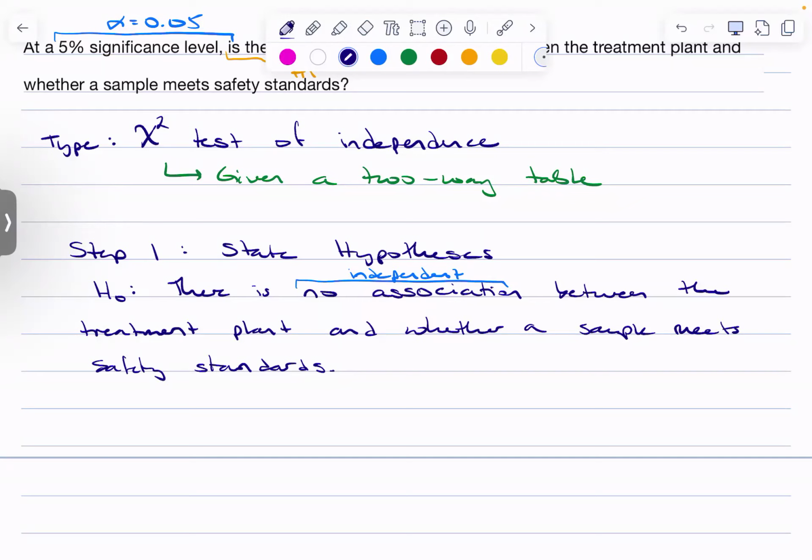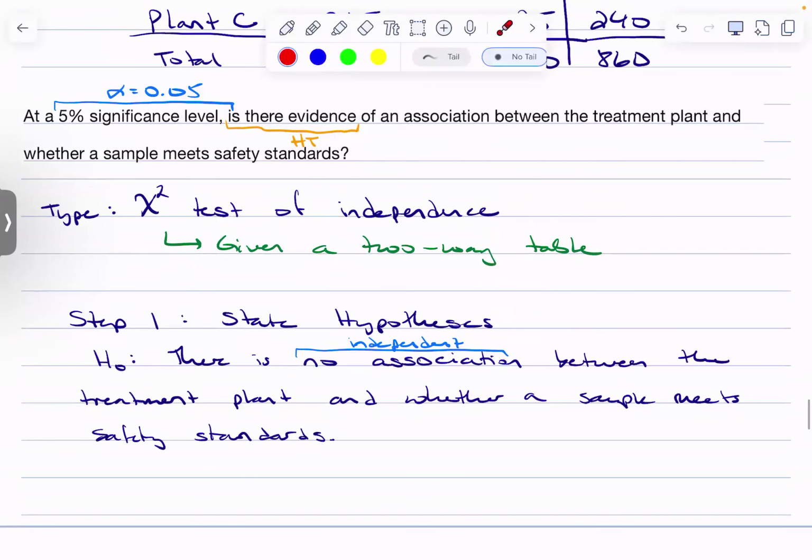And then the alternative is going to be there is an association between these two things, right? Which is kind of how the question was worded. Most often, what we want to know is about the alternative hypothesis, but we have to assume that the null hypothesis is true. We have to start somewhere, and then we can talk about the alternative.